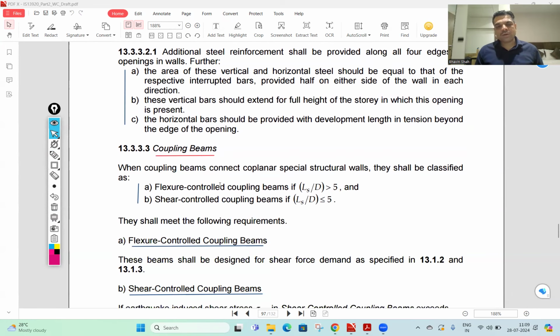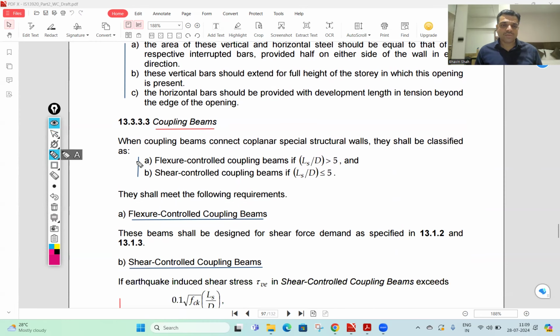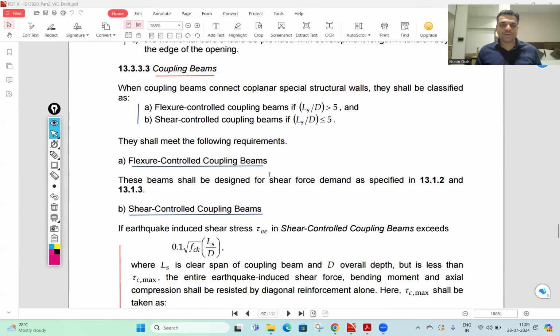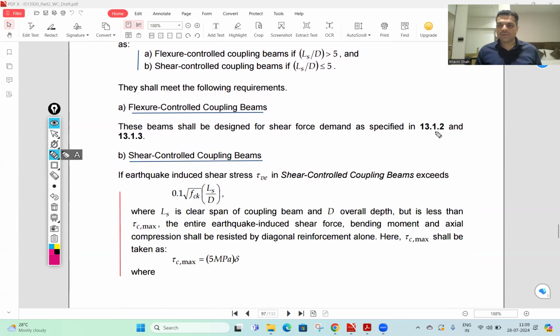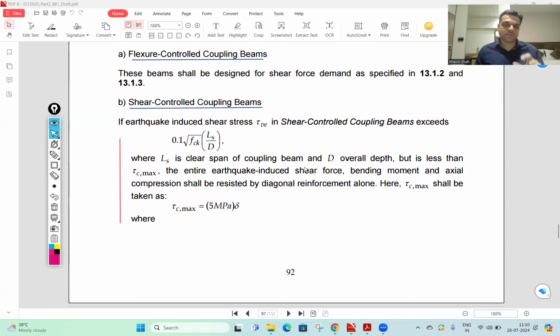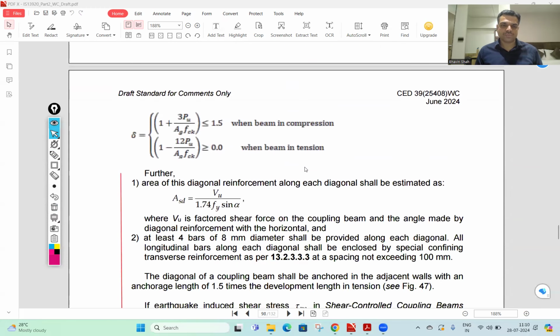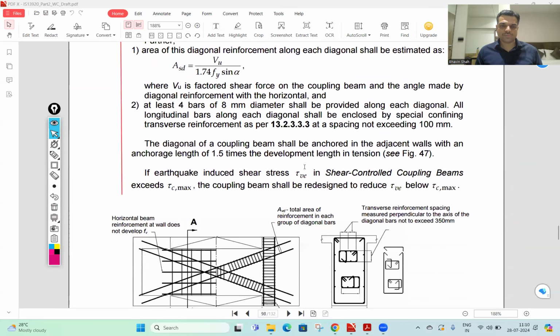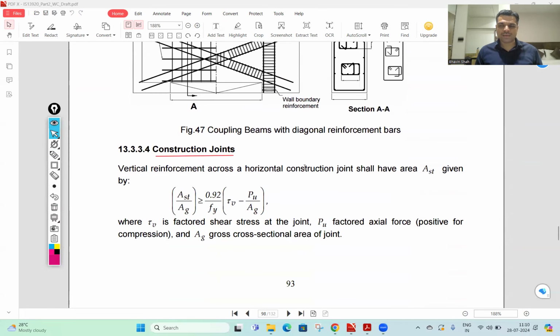For the coupling beams, whenever coupling beams connect coplanar structural walls, they shall be classified as either flexure controlled or shear controlled, depending upon the ratio Ls by D. So if it's a flexure controlled coupling beam, then these beams shall be designed for the shear force demand in 13.1.2 and 13.1.3. And if it is a shear controlled coupling beam, then the methodology is given here. This is the coupling beam, which is critical in shear.